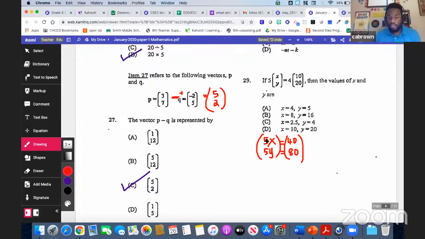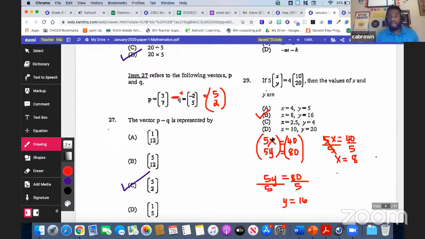So right away, the first equation is 5x equals 40. Dividing both sides by 5, x is equal to 8, since 5 times 8 is 40. Right away, we can see the answer. If x is equal to 8, we know that B is our answer, but let's prove it. The second part says 5y is equal to 80. Divide both sides by 5. Dividing 80 by 5, y is equal to 16. So the answer there is B.